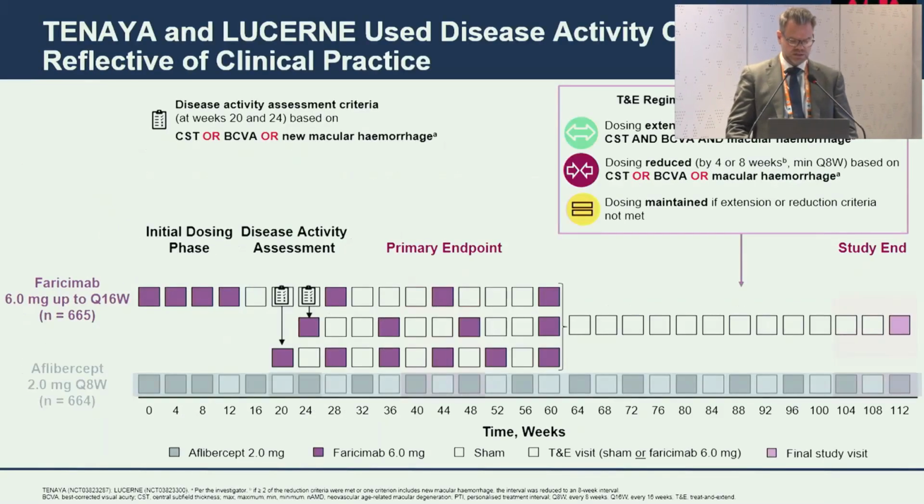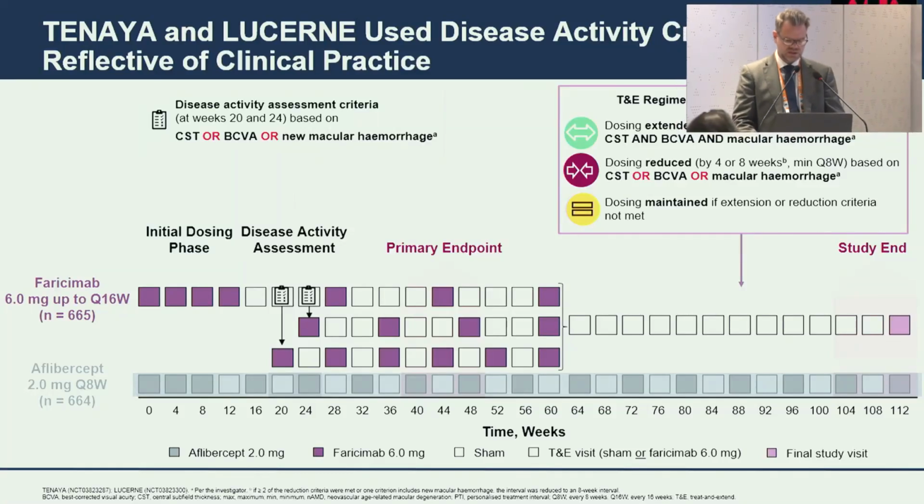So the Tenaya and Lucerne studies, we're going to change tack a little bit, and we're going to switch from DME and talk about age-related macular degeneration. The Tenaya and Lucerne studies compared faricimab with aflibercept in a multinational, large, multi-center clinical trial.